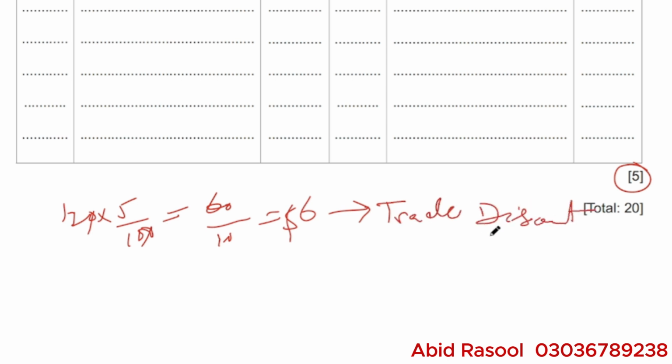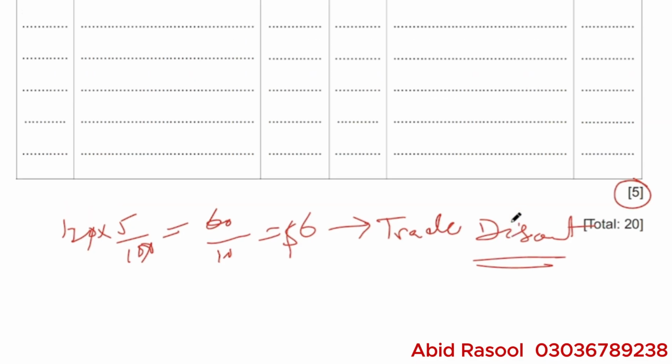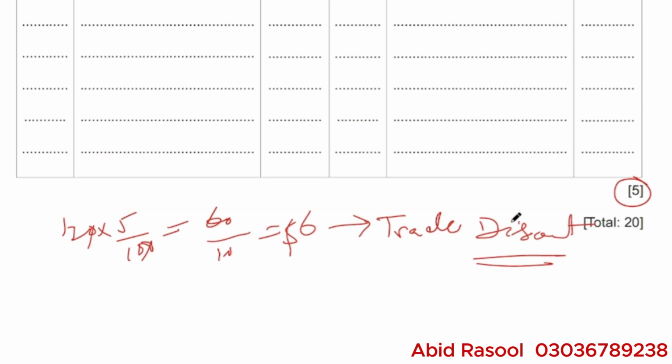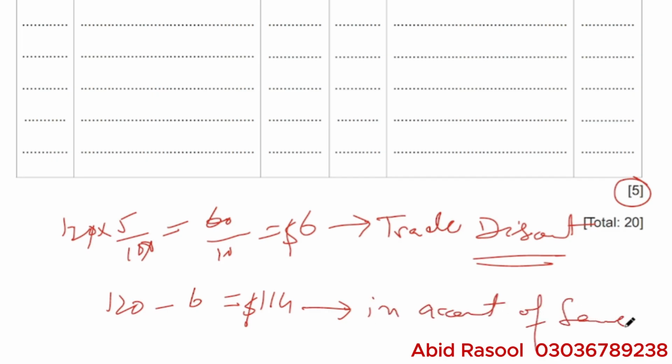Trade discount is simply subtracted from the figures, and the amount coming after the trade discount is recorded in the ledgers. Now how much was our purchase? 120 minus 6, the purchase was $114. This amount will go in the account of Sam for the purchases.